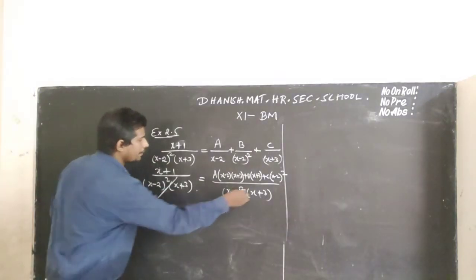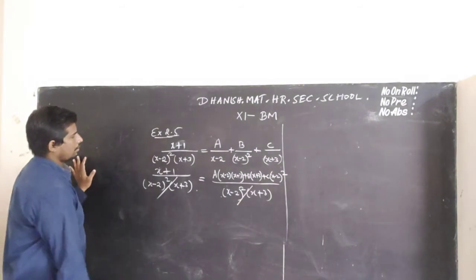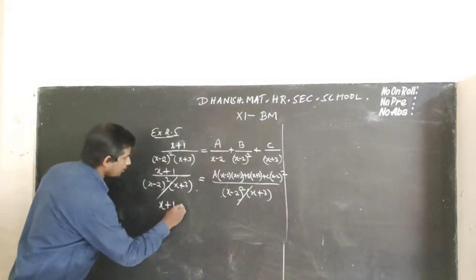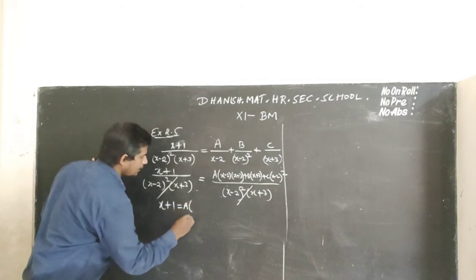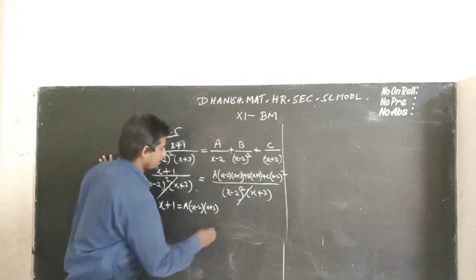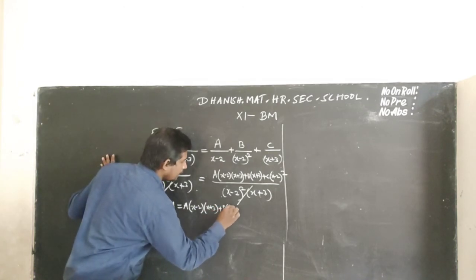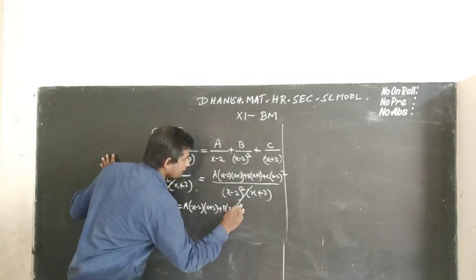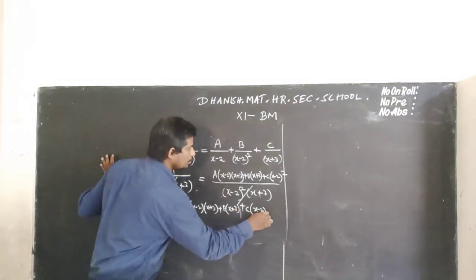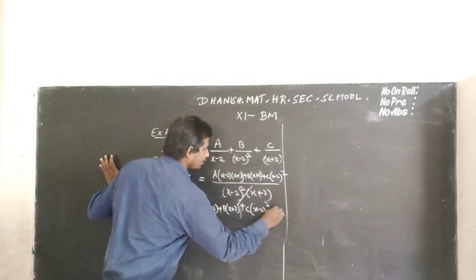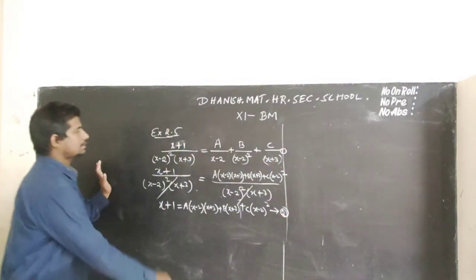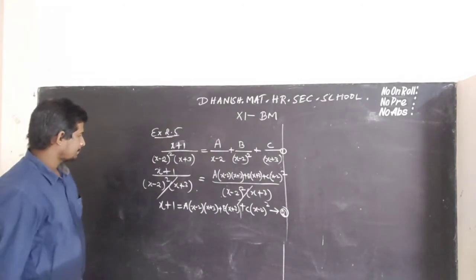Now these two denominators will get cancelled. x plus 1 equal to a into x minus 2 into x plus 3 plus b into x plus 3 plus c into x minus 2 whole square. We can consider this as equation number 1.